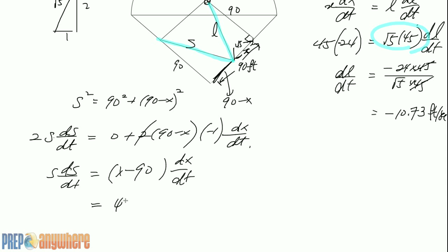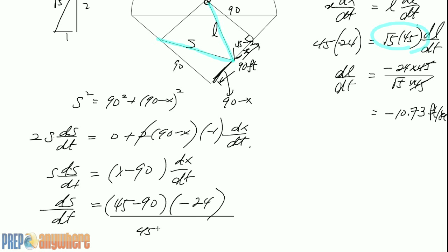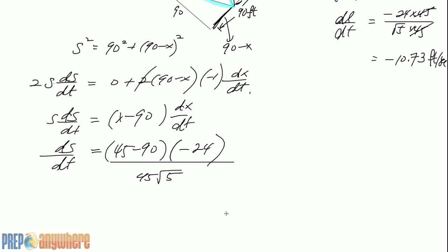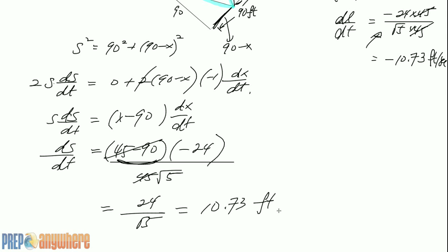So x still is 45. dx over dt is still minus 24. And S is still 45 times root 5. So this right here is minus 45, so it's going to reduce to give you negative 1. So you have 24 over root 5, which is exactly the same as before. The only difference is it's increasing. So it's increasing at 10.73 feet per second.